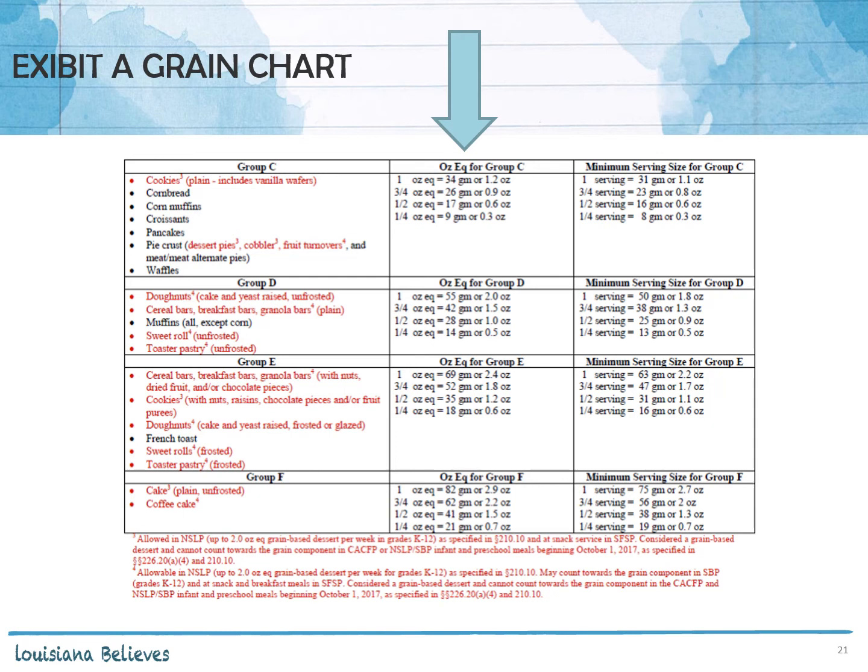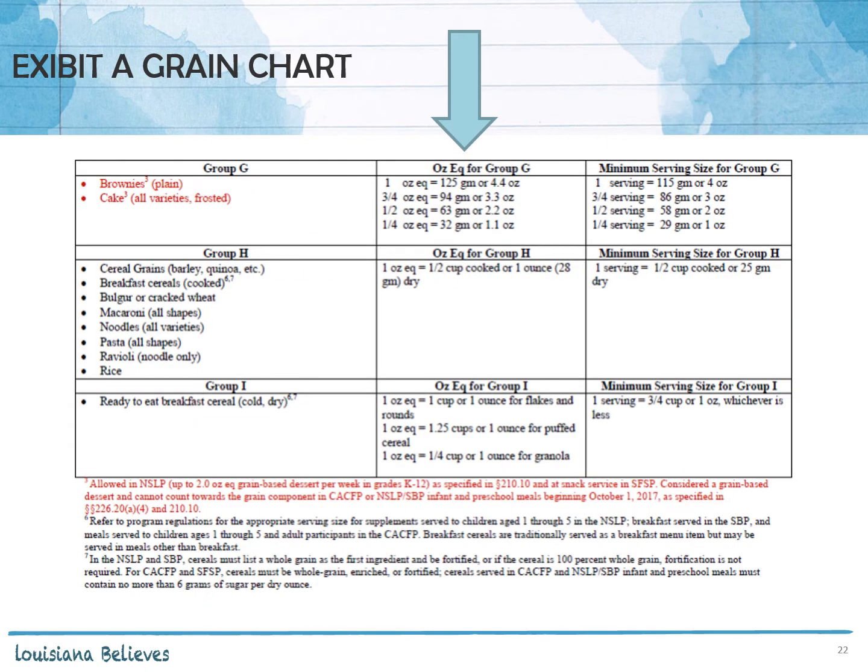Here is a screenshot of groups C through F of the Exhibit A grain chart. Items in red are considered grain-based desserts. And here is page 3 of the Exhibit A grain chart. Please note that each category has a minimum weight per serving to equal an ounce equivalent of grains.